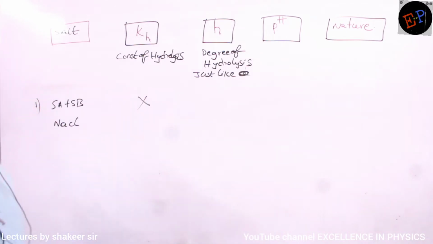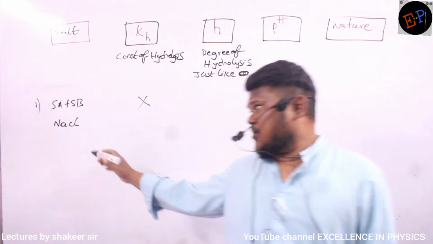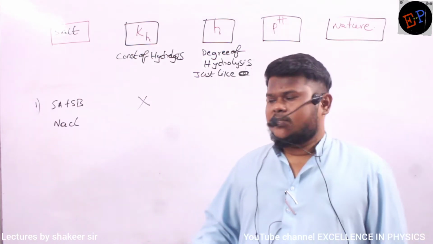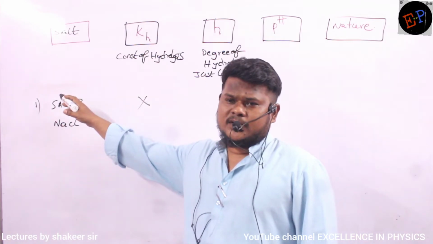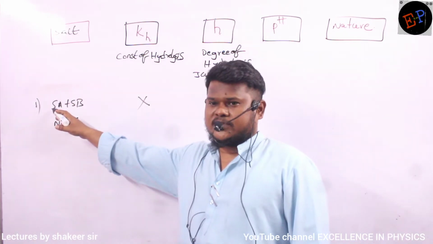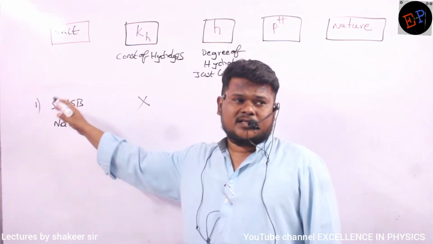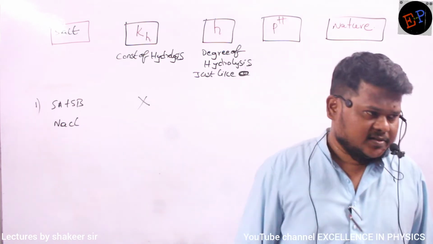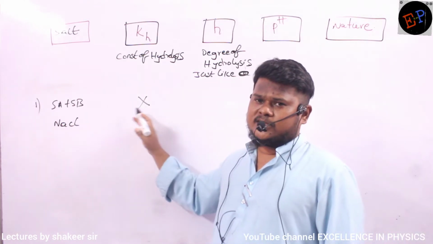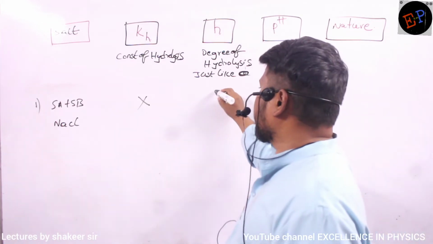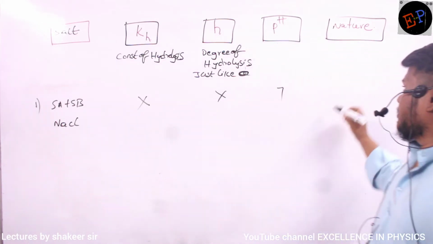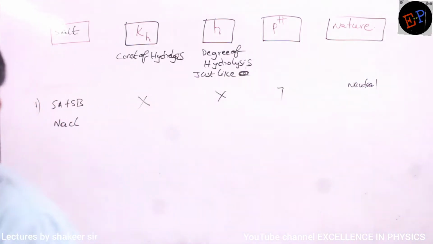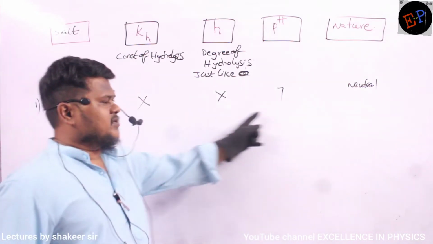Why is there no KH value for the salt NaCl? Because they never get hydrolyzed. That's what we have been studying, no? Na plus is the conjugate ion of a strong base. Cl minus is the conjugate ion of a strong acid. They never participate in hydrolysis. So when they don't participate in hydrolysis, there is no concept of KH, and no concept of H also. The pH value is 7 and it is a neutral salt. Clear? This is one point which you should remember.